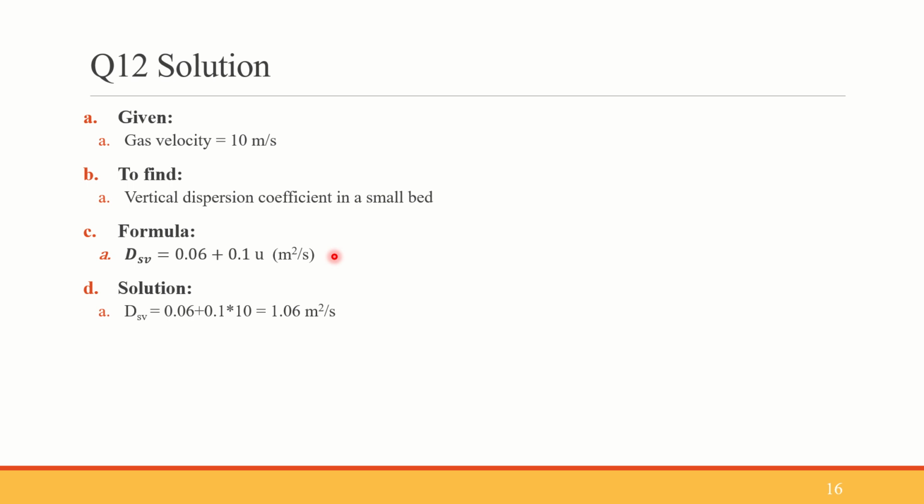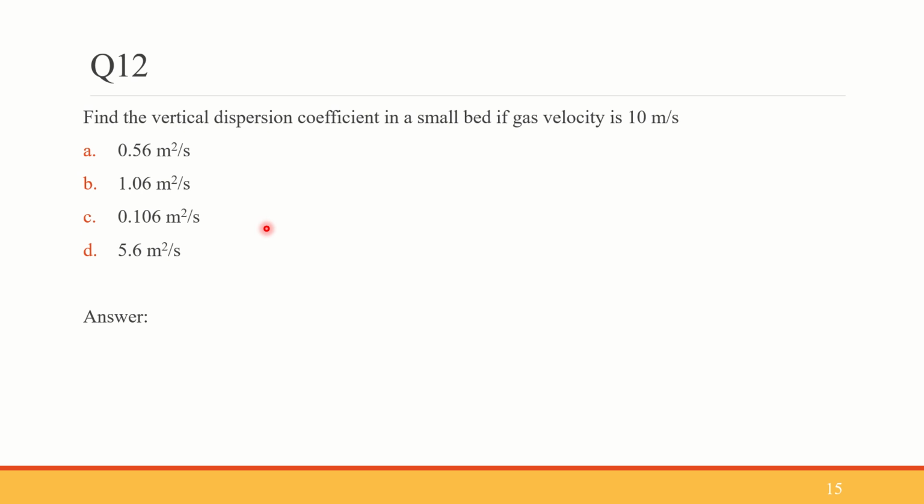As I have mentioned, it is a very straightforward problem which will not require you to remember much except these coefficients, which is very much required to be remembered. I'll go back and give you the answer again. Find the vertical dispersion coefficient in a small bed if gas velocity is 10 meter per second. So answer is option A 0.56 meter square per second, option B 1.06 meter square per second, option C 0.106 meter square per second, and option D 5.6 meter square per second. And option is 1.06 meter square per second.